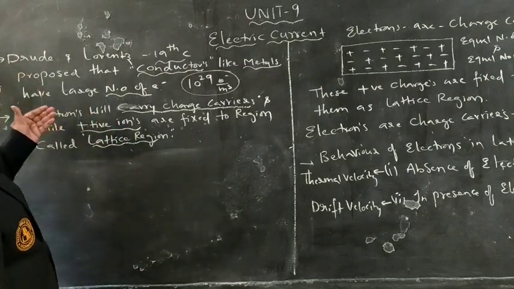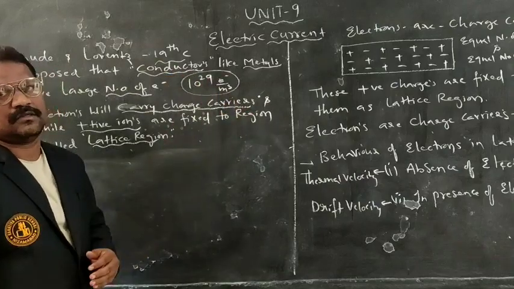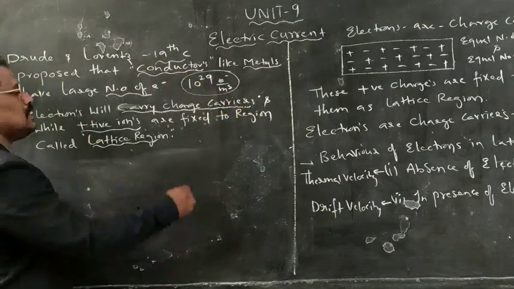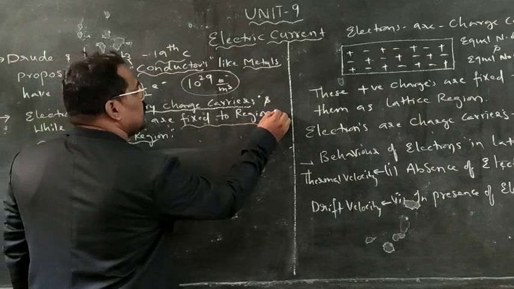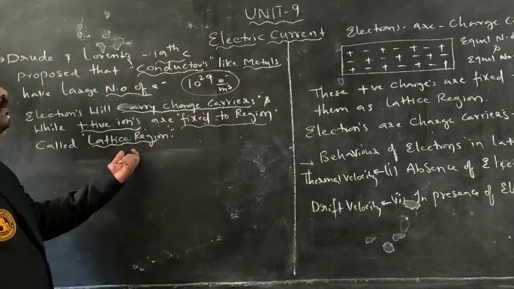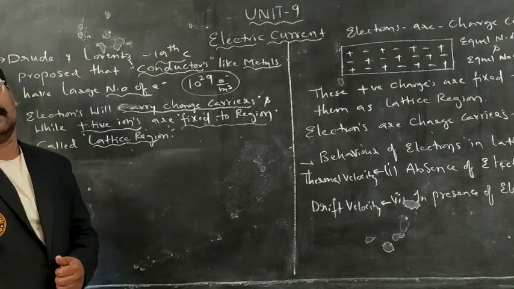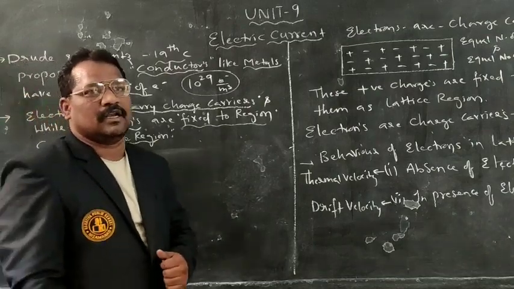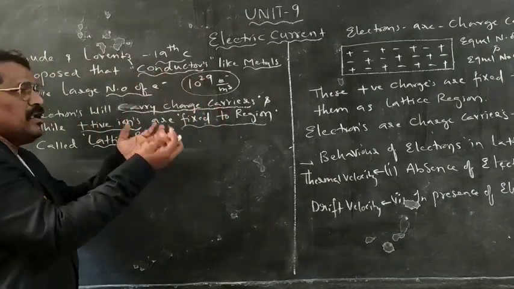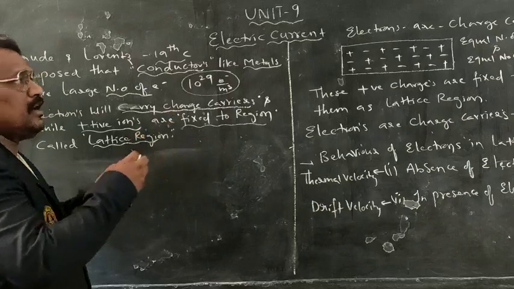They said that electrons are charge carriers and positive ions are fixed at one region. That region is called the lattice region. Let me explain a little more elaborately.